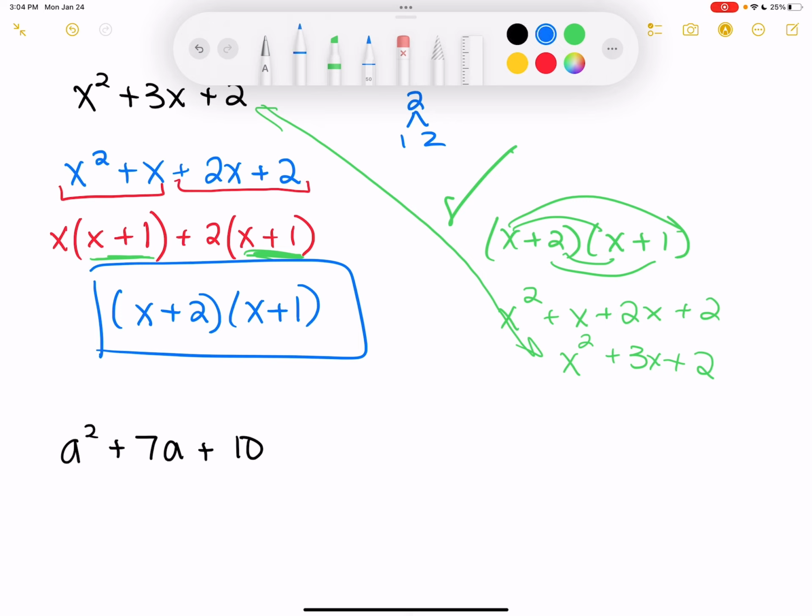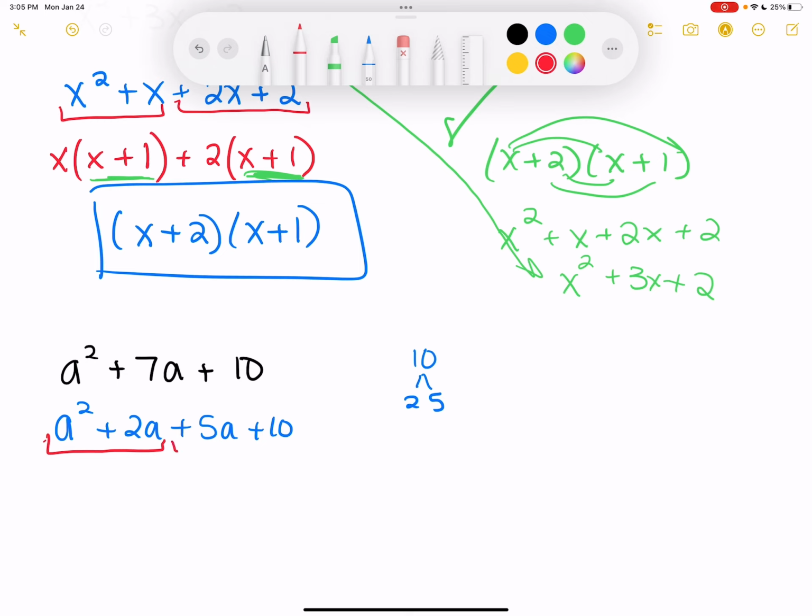So again, I want factors of 10. Okay, so I want two numbers that when multiplied together give me 10, when added together give me 7. Okay, so 5 and 2. My only other option is 1 and 10. That's obviously not going to add to give me 7. So my only option is 2 and 5. Okay, this one doesn't matter which one I write with what because there's nothing in front and both numbers work with 10 well. So a squared plus 2a plus 5a plus 10.